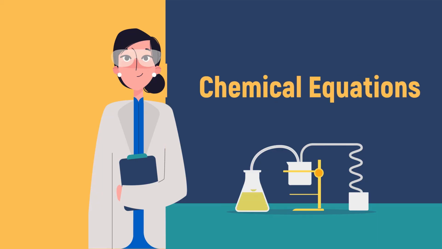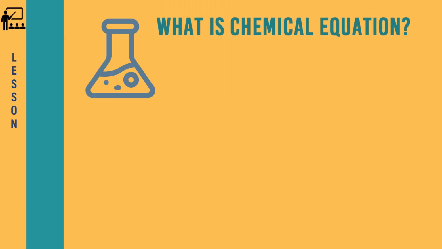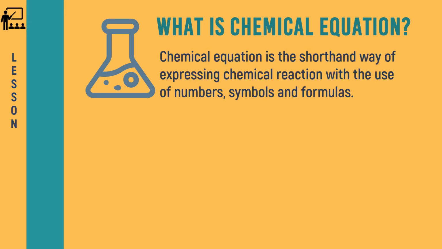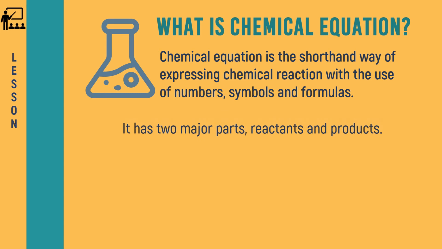You already learned the different chemical reactions. Let's begin now with our new lesson. Relax, stay focused. What is a chemical equation? A chemical equation is the shorthand way of expressing a chemical reaction with the use of numbers, symbols, and formulas. It has two major parts, the reactants and the products.